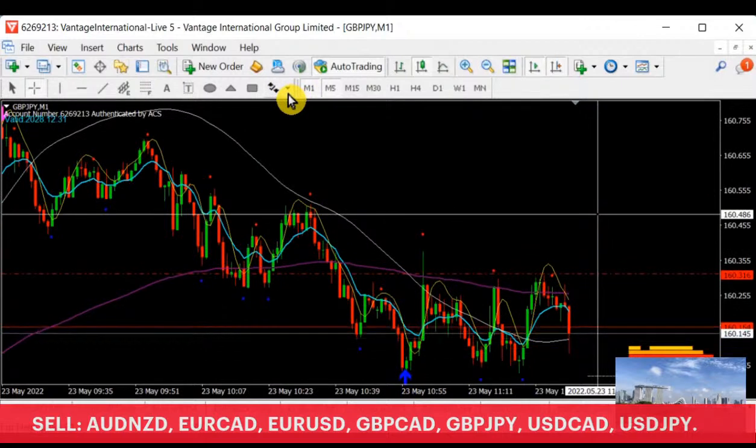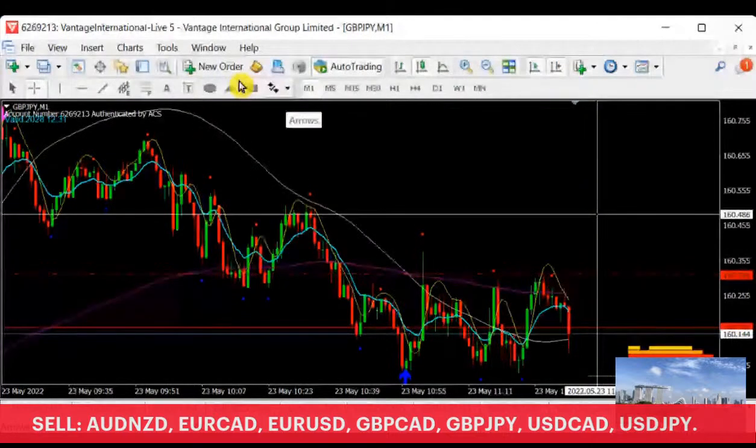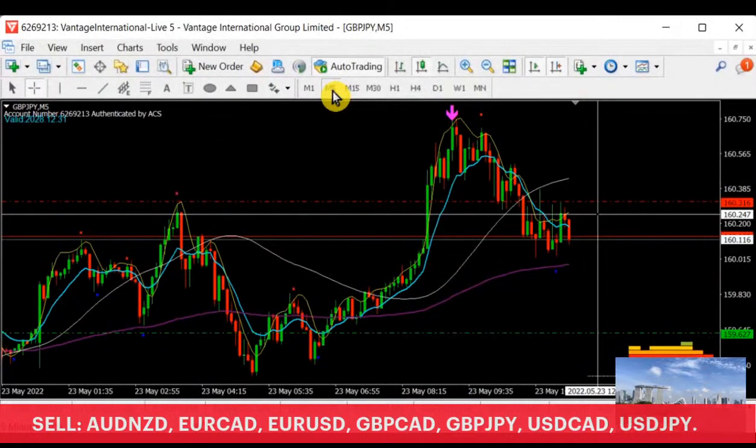Right now M1. If I lower down to a smaller time frame to look into the details, let's see. Still trying hard, still moving. Yes, we are still going on good. We are still moving towards creating a lower low.